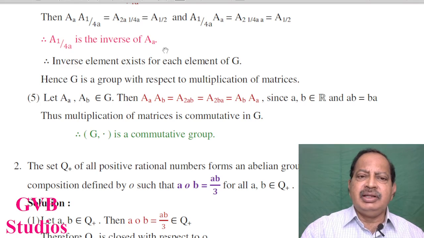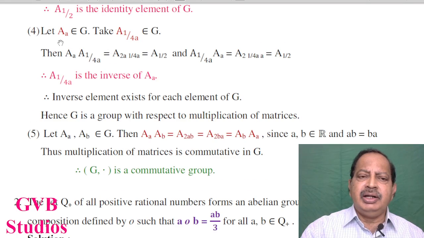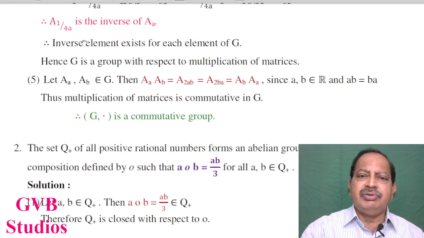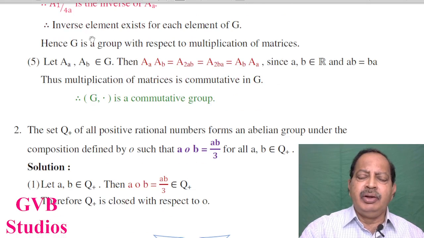So thus an inverse element exists for all the elements of G, because here we are taking A_a, where A_a is any element of G. Thus, an inverse element exists for each element of G. Hence, we say all the postulates of the definition of a group are satisfied. Therefore, G is a group with respect to multiplication of matrices.